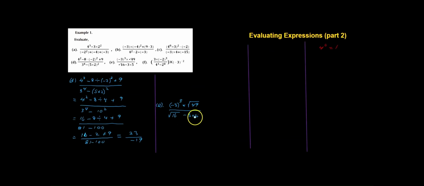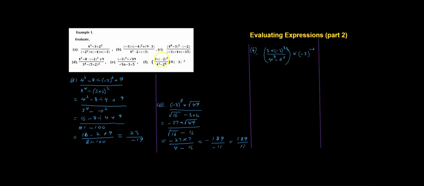In this we get exponents, multiplications and subtractions. First evaluate exponents. Then we get minus 27 into square root of 49 in the numerator and square root of 16 minus 15 in the denominator. By further simplifying, we get minus 27 into 7 by 4 minus 15. Answer is 189 by 11.